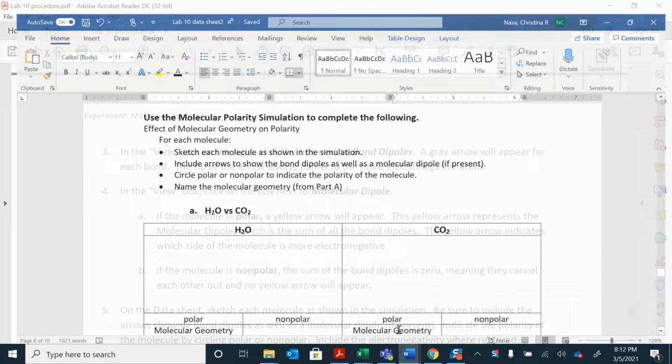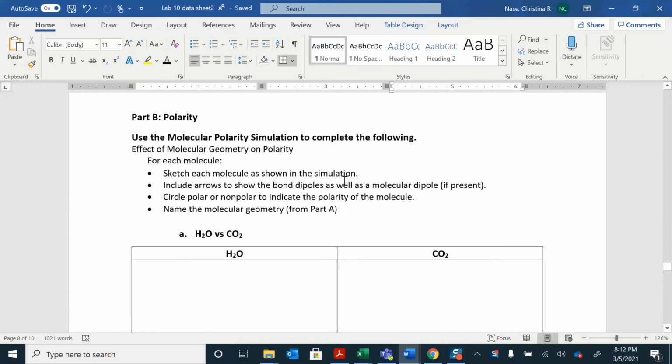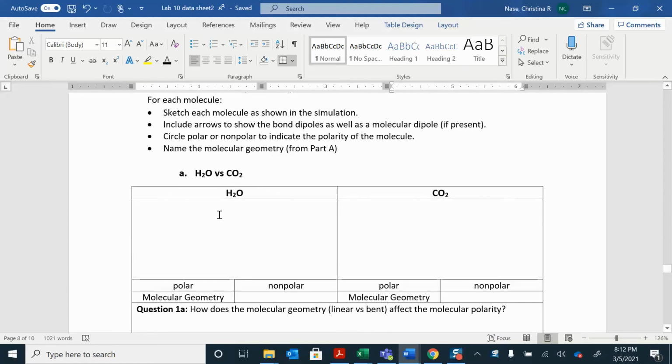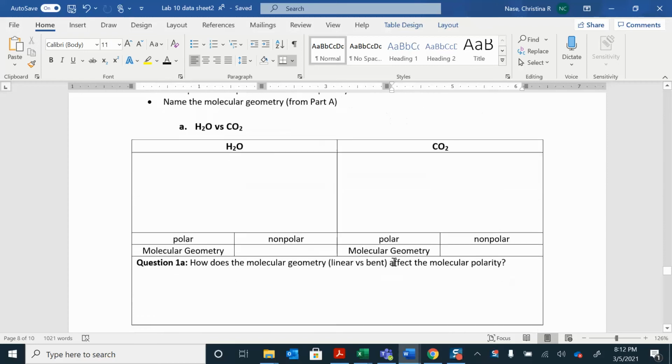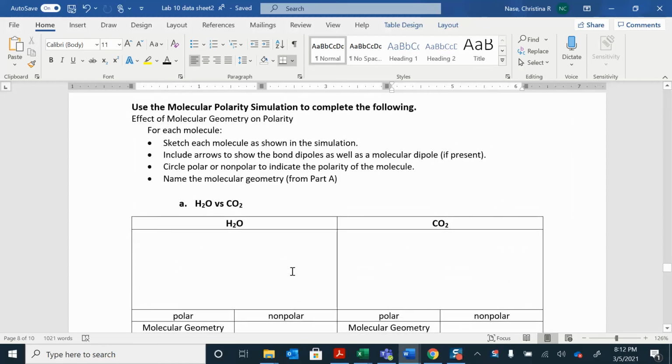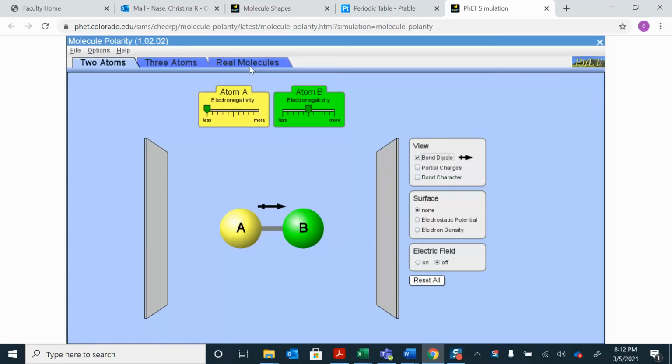So your data sheet looks like this. You're going to build water and carbon dioxide. You're just going to display them, and then you're going to answer some of these questions. But what you want to draw is the bond. You want to actually show the dipole moments.